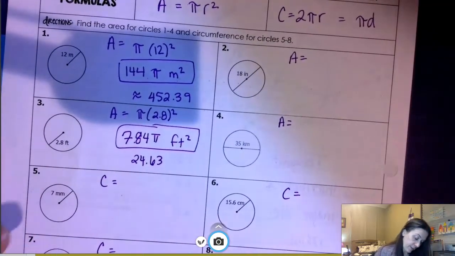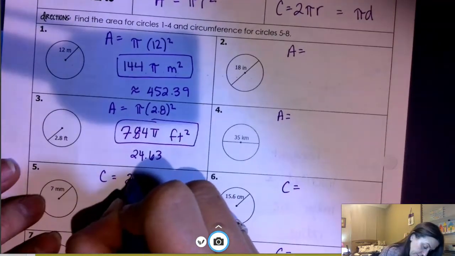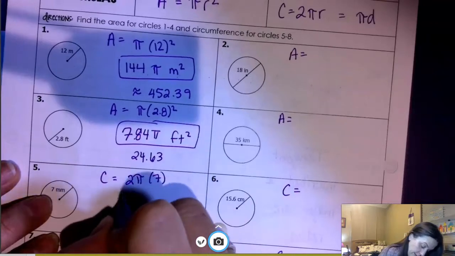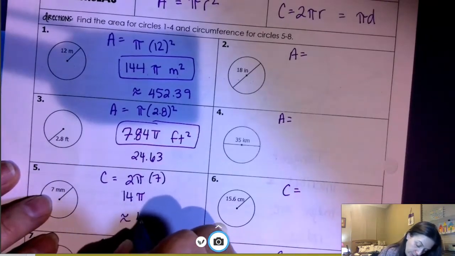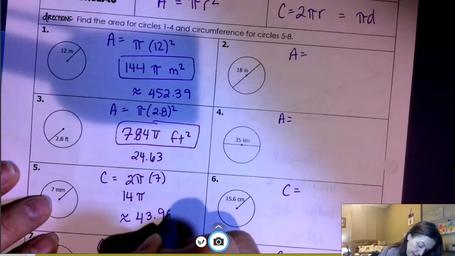Okay, next one is going to be circumference, so it's 2 pi r. I get 14 pi, which is approximately 43.98. Again, pause, I'm going pretty fast.